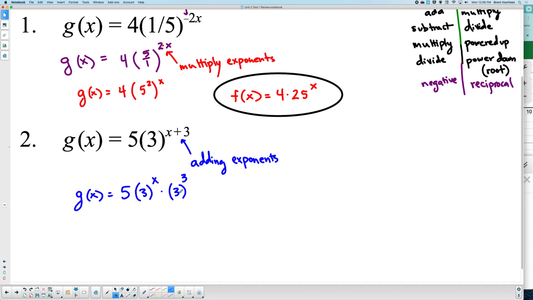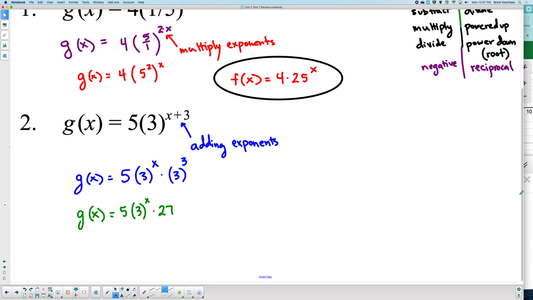Now how you'd solve this is you need to know what 3 cubed is. Do you know what 3 cubed is? 27. Good. That's 3 times 3 times 3. That's why it's 27. So this is 5 times 3 to the power of x times 27. We're simplifying is all I'm doing right now. There's one more simplification I can do to get my answer. 5 times 27. Do y'all know what 5 times 27 is?